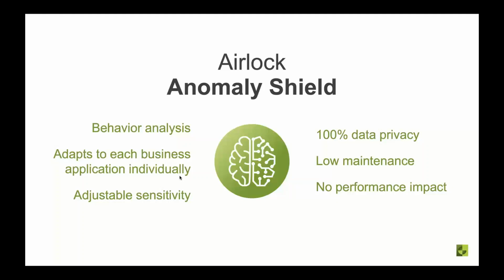So you have to learn normal behavior for each application individually. And one means that you have is to adjust the sensitivity of the Anomaly Shield, because during the learning phase there are certain thresholds that are learned from the traffic, and depending on how low you set these thresholds, you will get more alarms or fewer alarms. So if you think that you have lots of false positives, you can adjust these thresholds.